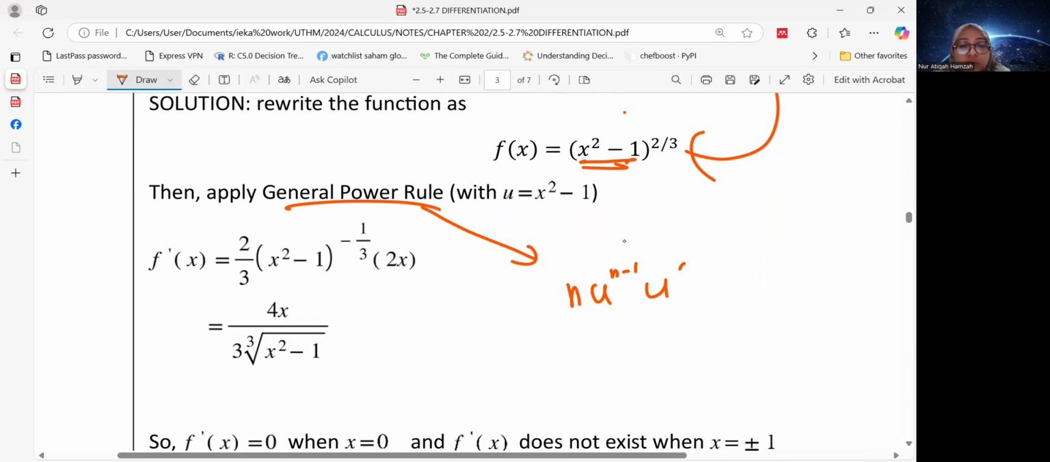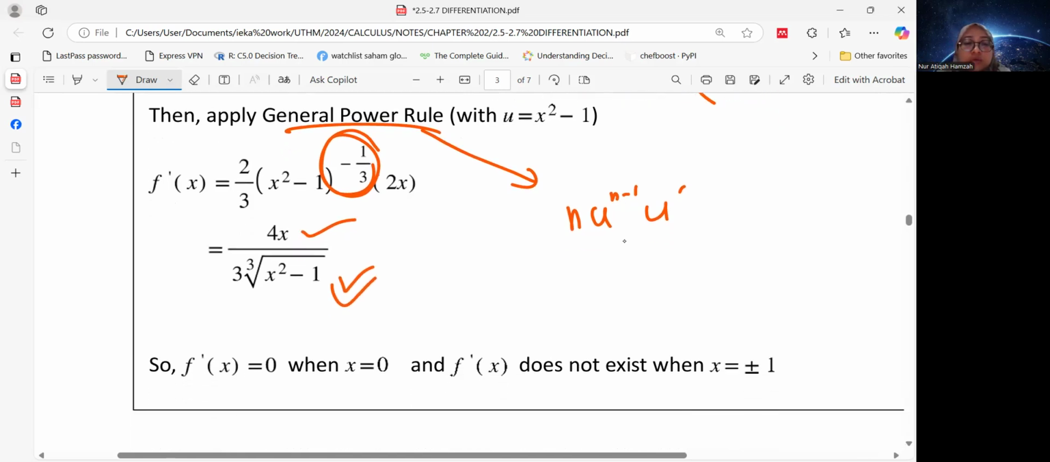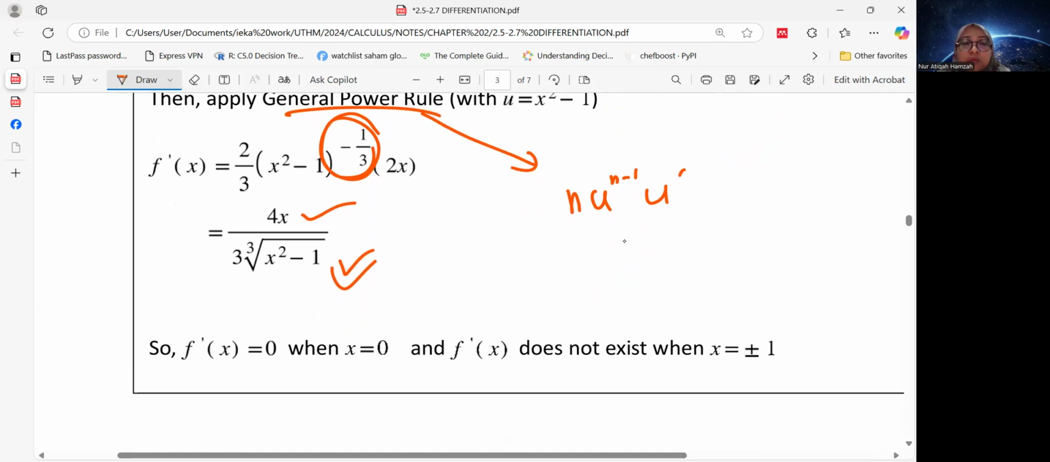So bila dapat jawapan macam ni, apa yang kita perlu buat, kita susun aturkan semula lah. 2 darab dengan 2x jadi 4x. And then the bahagian bawah, 3. And this, the power is negative 1 over 3. So kita tulis di bahagian bawah lah. Bawa ke bawah supaya ia jadi positif. So the answer will be 4x over 3 cube root of x square minus 1.